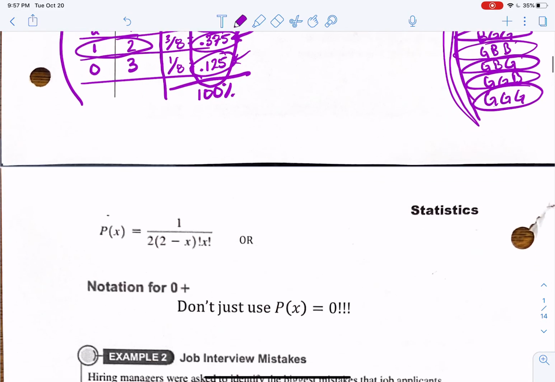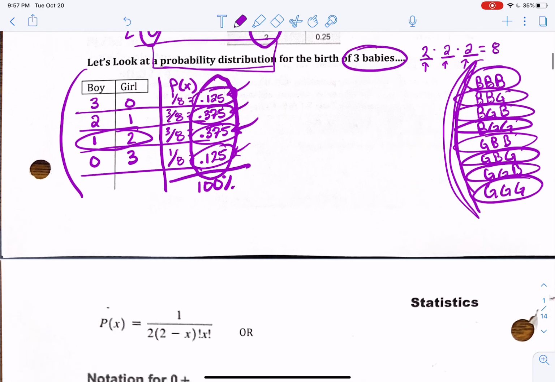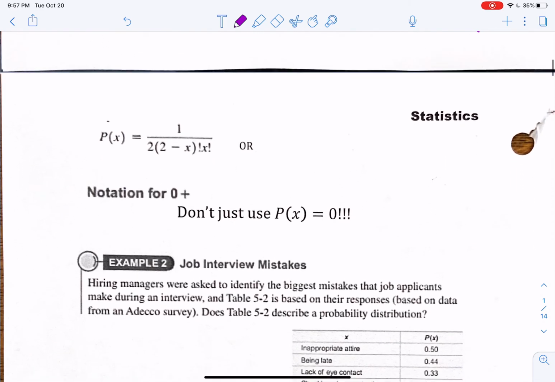So that was example 1, coin tosses. They didn't actually want us to do anything with that. All right, don't worry about this P of X thing yet. I want to talk about 0 plus.